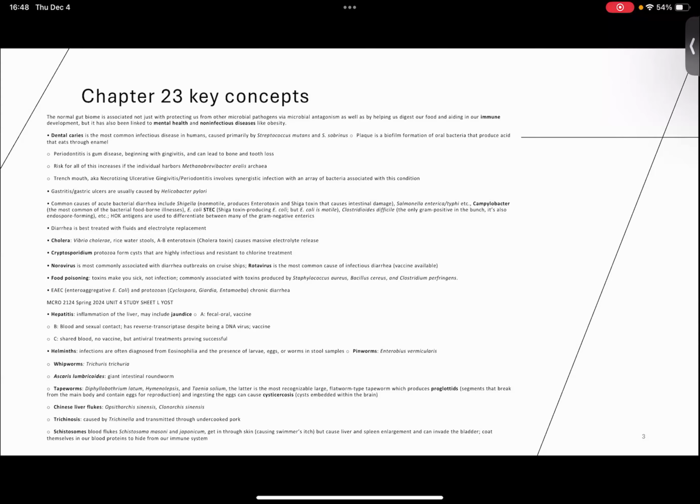As far as the diseases of the gastrointestinal system goes, starting in the mouth, dental caries, which is tooth decay, is easily the most common infectious disease in humans.